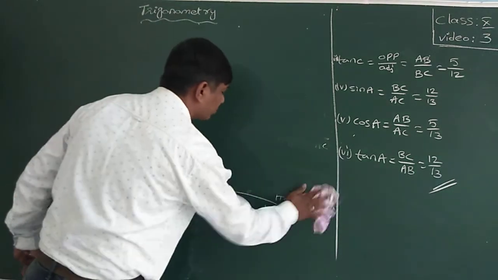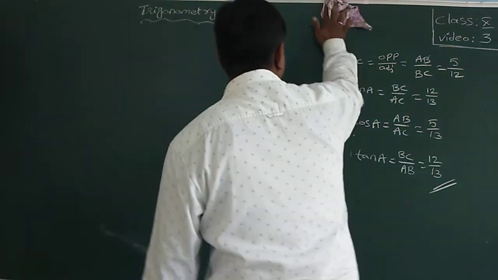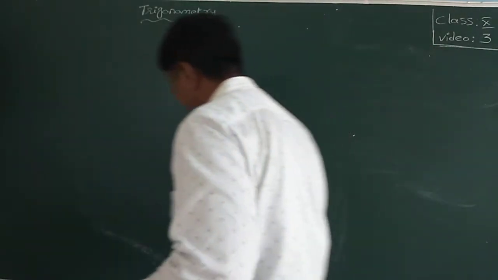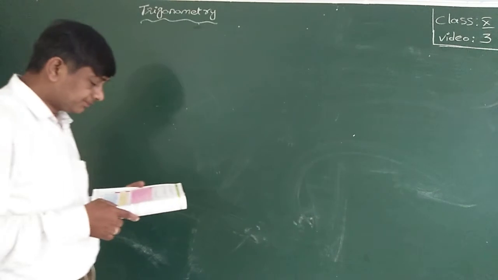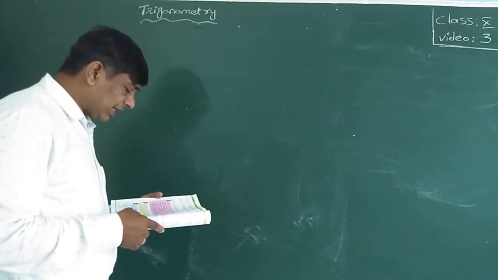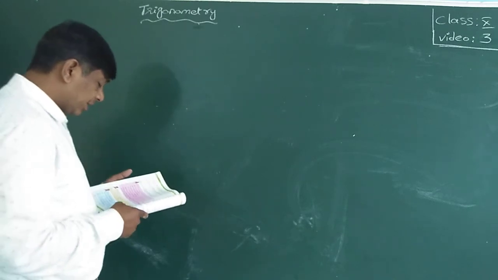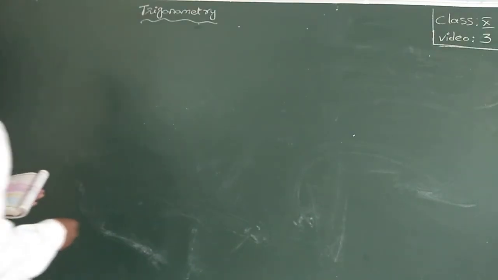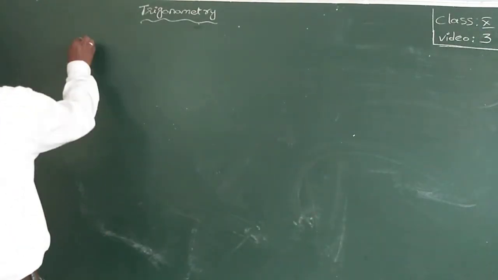Next I will discuss the "do this" textual problems. In a triangle PQR with a right angle Q, the value of angle P is x, PQ is equal to 7, QR is equal to 24, find sin x and cos x.